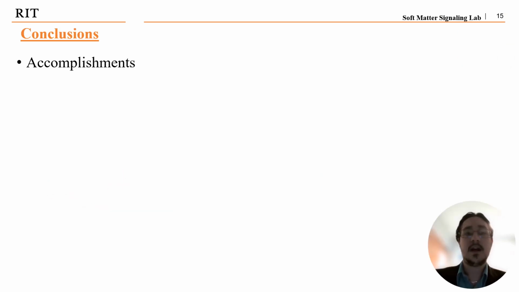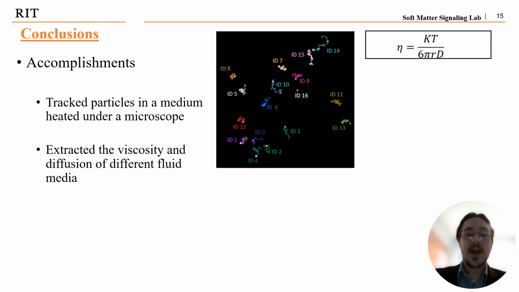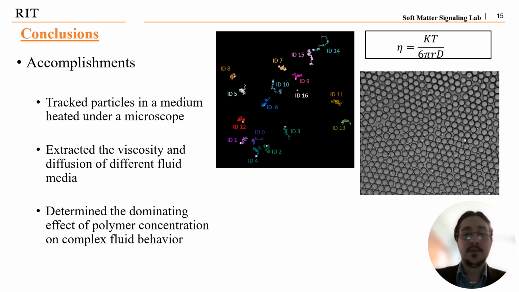To summarize what we accomplished, we were able to track multiple particles in a medium heated under a microscope. We extracted the viscosity and diffusion of different media using the Stokes-Einstein equation and other equations we talked about. And we determined that polymer concentration had a dominating effect on the behavior of complex fluids as they are heated.